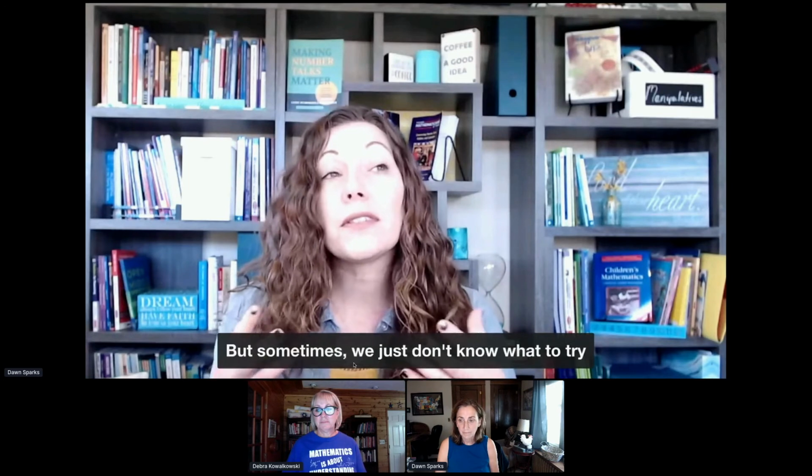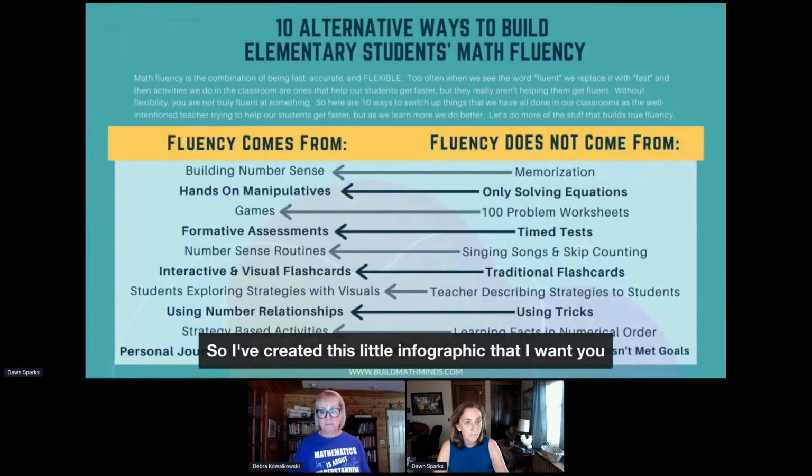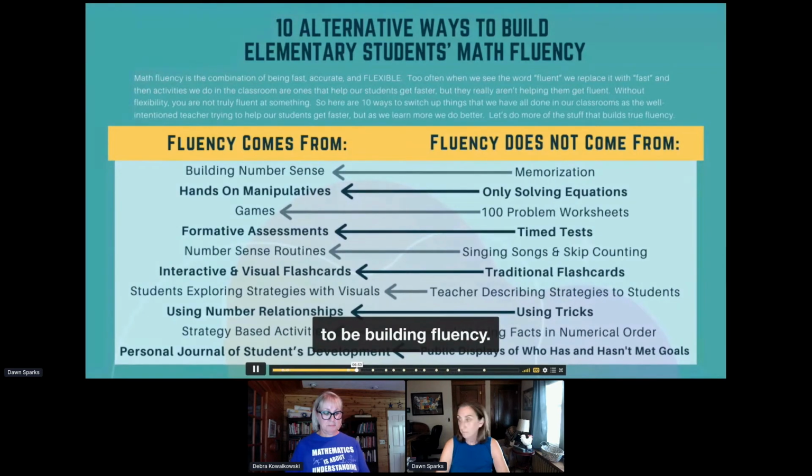But so much of the instruction that we do in mathematics is very well intentioned, right? We are doing the best we can with the knowledge we have at the time to help our students. And I know that if I had a struggling student or if one of my own personal kids was struggling, I would do anything in my power to help them. But sometimes we just don't know what to try. And so we're left with these ideas and activities that have been around a while, but are sometimes harmful for our students. So I've created this little infographic that I want you to share out there about what it actually means to be building fluency.